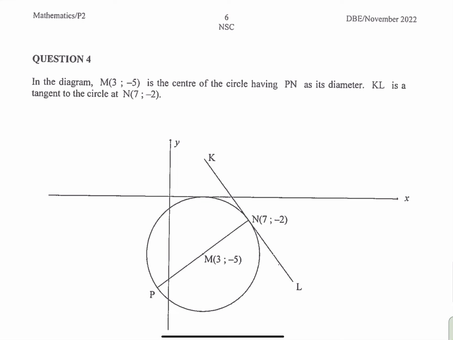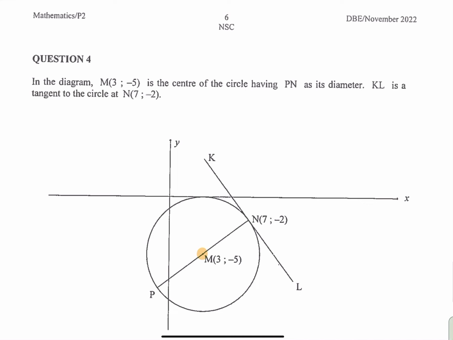Question 4, they are saying that in the diagram, M is the center of the circle having PN as its diameter. Let's check. They give you the center M. They also give you the diameter PN. That means M is the midpoint of that line PN. All right. So you are given the center there and at least the point N, that is 7 and negative 2 in the fourth quadrant.